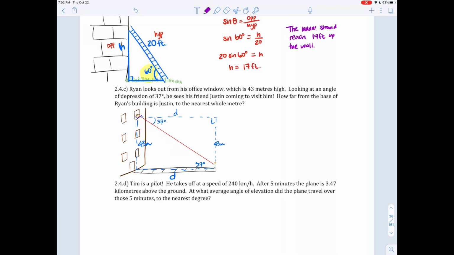I'm going to use the tan ratio again and say that tan of 37 degrees is 43 over D, which means that D is 43 over tan of 37, which is, according to my head brain, well, nearest whole meter? Oh, then I can get that easily. I think that's like 57 meters.